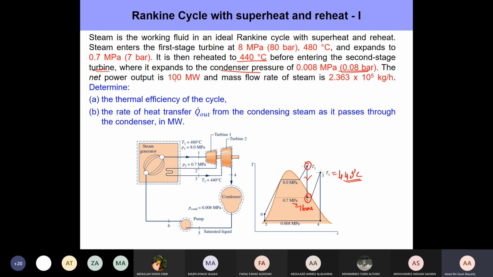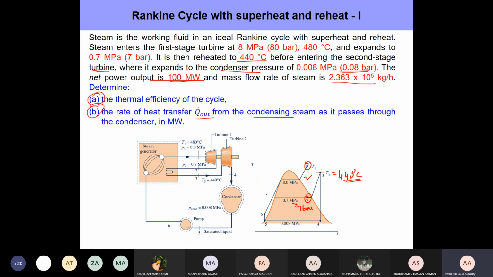Now, the net power output for this cycle is 100 megawatt, and the mass flow rate of steam is given as 2.363 × 10^5 kilograms per hour. For the information given here, we need to calculate the thermal efficiency of the cycle and also the rate at which heat is being rejected, so Q dot out from the condenser. These are the two things that we need to do.